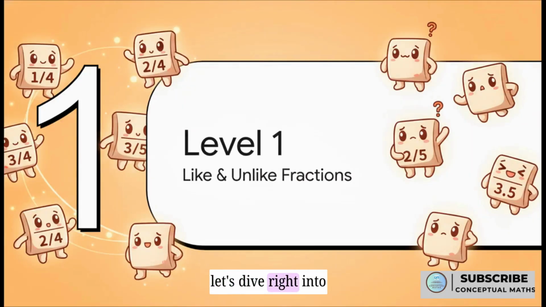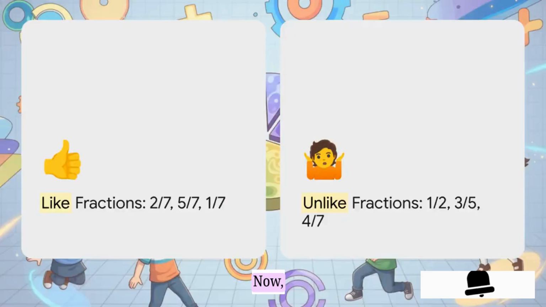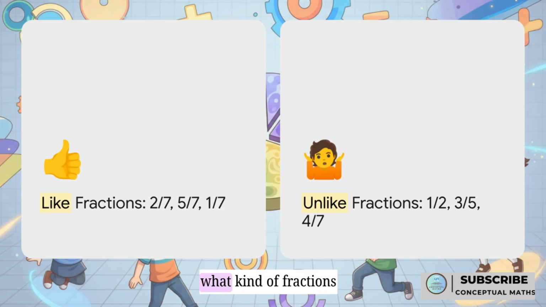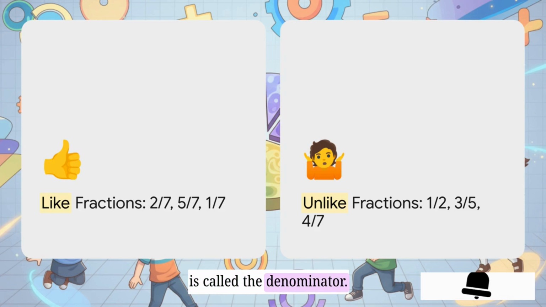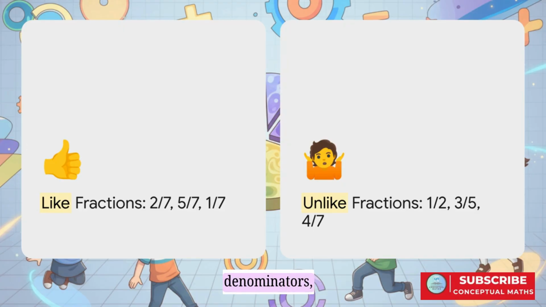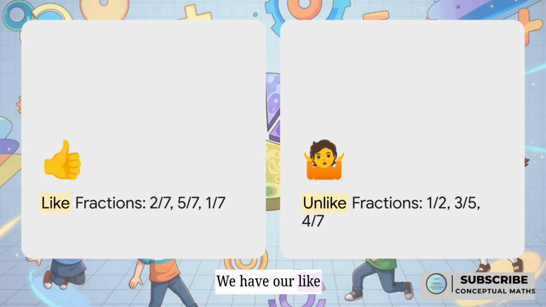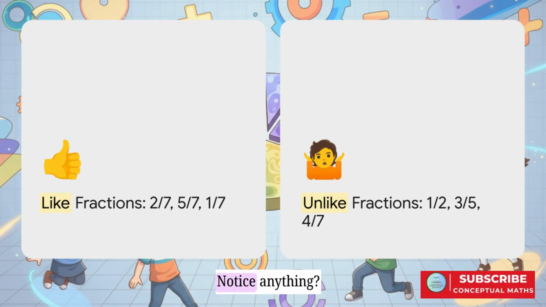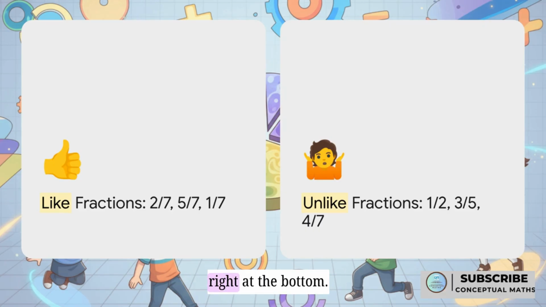Okay, let's dive right into this with level 1, like and unlike fractions. Now, before we can do any of the complicated math, we've got to know exactly what kind of fractions we're dealing with. The bottom number of a fraction is called the denominator. And let me tell you, denominators, they're the secret key here. Take a look at the left side. We have our like fractions, 2/7, 5/7, and 1/7. Notice anything? Yeah, they all share that exact same number, 7, right at the bottom.